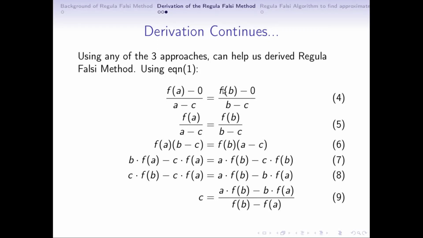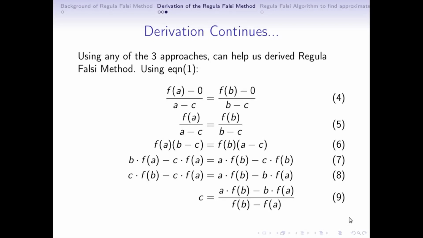We rewrite equation 1 as equation 4, and then our zero vanishes, which gives us equation 5. Getting equation 5, we cross multiply to get equation 6. We then expand equation 6 to get equation 7. We group all the terms with c on the left hand side, and then factor out c to get f(b) minus f(a). We then divide through, and eventually we get our regular Falsi method as equation 9.